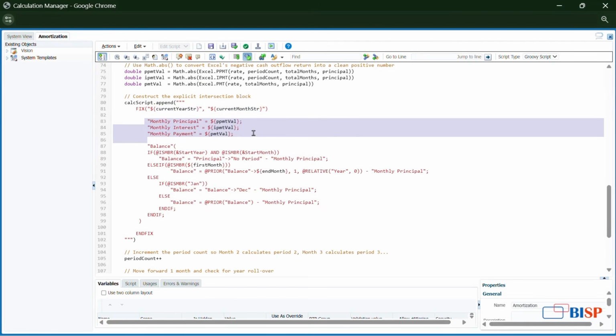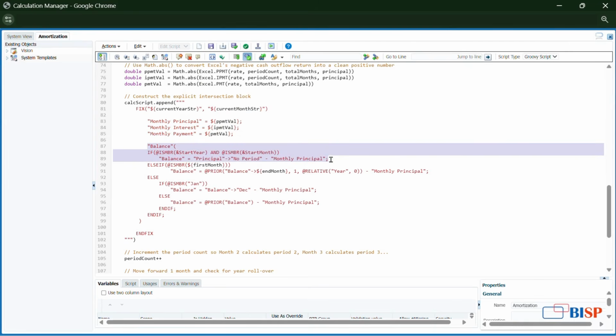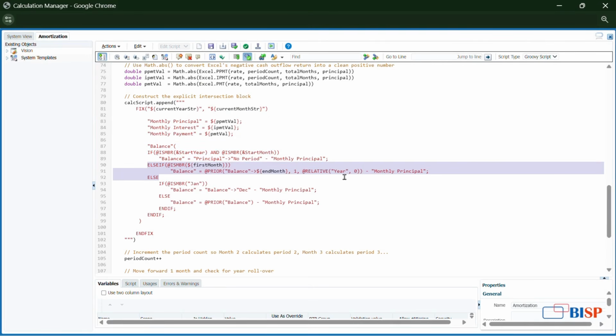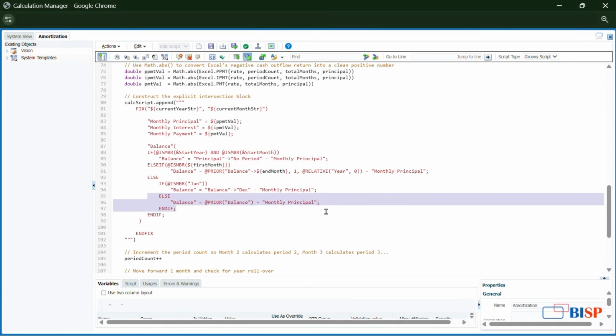For the first payment, the balance is calculated by subtracting the principal payment from the original loan amount. When the schedule crosses into a new fiscal year, the rule retrieves the ending balance from the previous fiscal year. This ensures continuity across planning years. For all other months, the balance is calculated by taking the previous month's balance and subtracting the current month's principal repayment. This is exactly the same logic we validated in Excel.